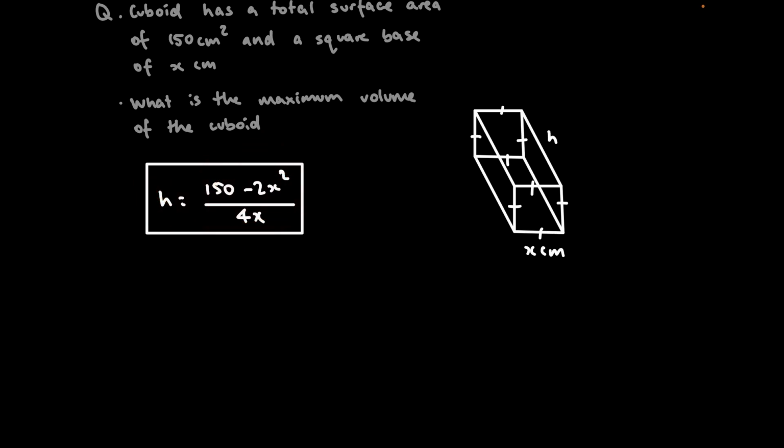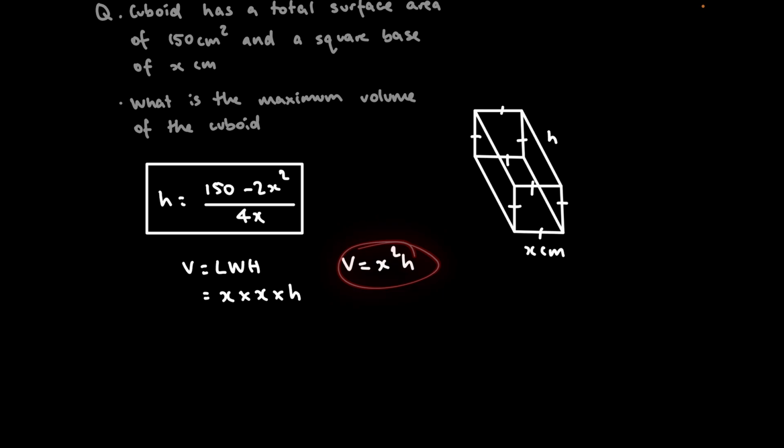I'll show you why. If I want to work out the volume of this entire shape, the volume is simply the length times the width times the height. The length is x, the width is x, and the height is h. So that would mean that volume is equal to x squared h. So if I try doing calculus on this, I have an extra variable that I have no idea about. But luckily, we just rearranged for h in terms of x. So now what I can do is say h is 150 minus 2x squared all over 4x. And we were able to do that because they told us the original surface area was 150 centimeters squared.